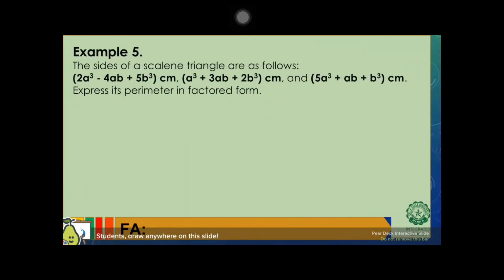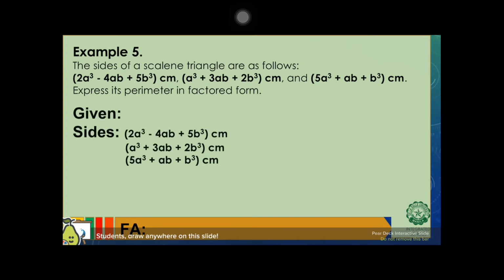For example number 5, we have the sides of a scalene triangle as follows. The first side is 2a cubed minus 4ab plus 5b cubed centimeters. The second side has a measure of a cubed plus 3ab plus 2b cubed centimeters. And the last side has a measure of 5a cubed plus ab plus b cubed centimeters. Express its perimeter in factored form.